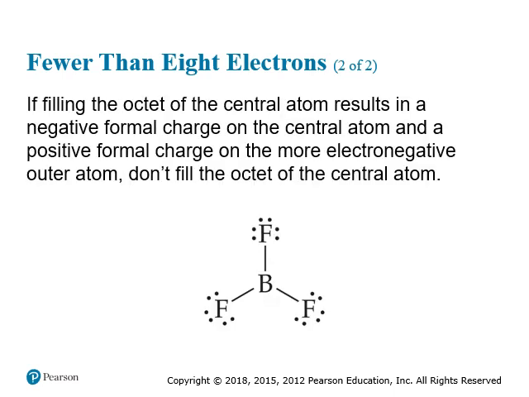So, in short, if filling the octet of the central atom results in putting a negative formal charge on the central atom and a positive formal charge on a terminal atom that is more electronegative, just don't do it. Just don't do it. It will be content with a central atom with fewer than 8 valence electrons.